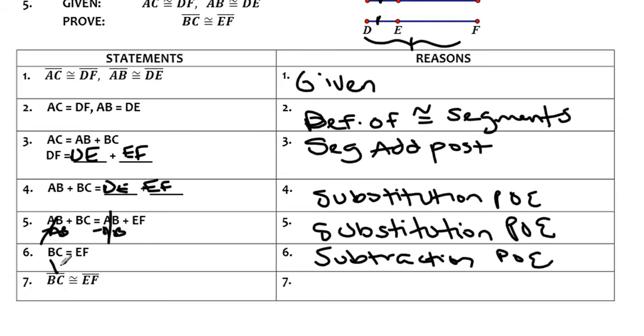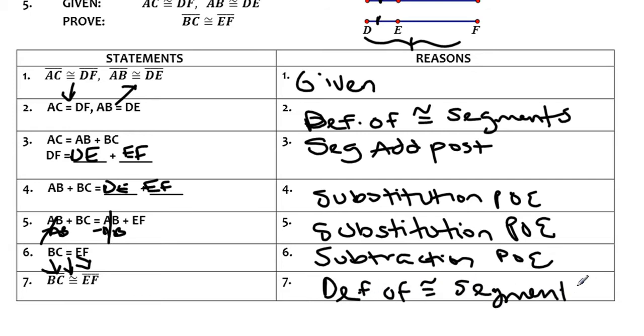And then finally, BC stays the same, but it's got a little segment bar over it, and EF stayed the same, but it's got a little segment bar over it, and the equal sign changed into a congruent sign. And like we did up here, anytime a congruent sign changes to an equal sign or vice versa, we call that definition of congruent and then whatever it is we're talking about. So in this case, we're talking about congruent segments, because segments that are congruent are also equal. Segments that have equal measures are also congruent.